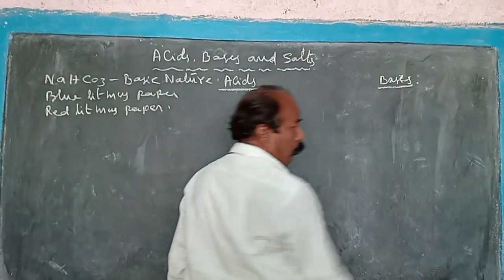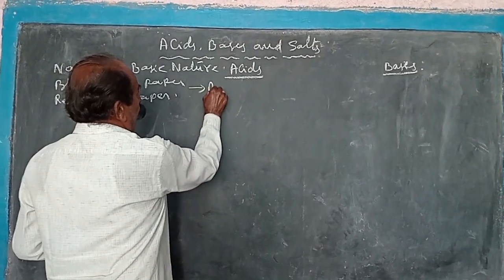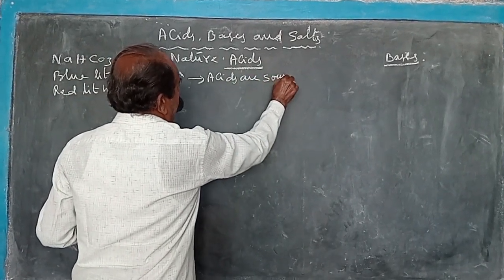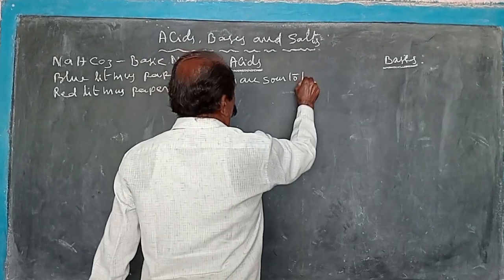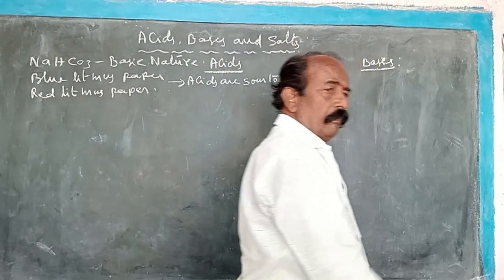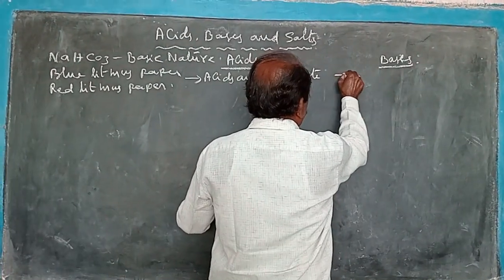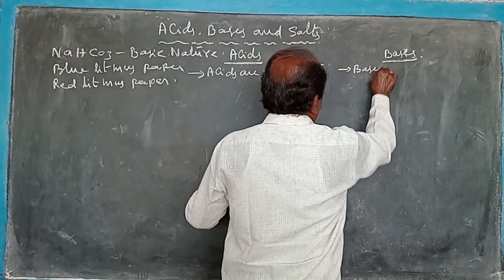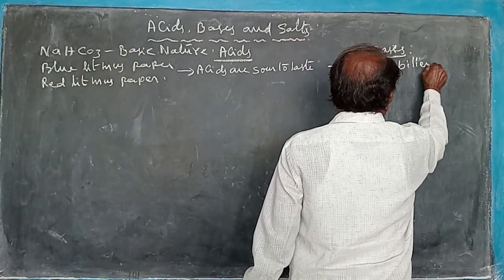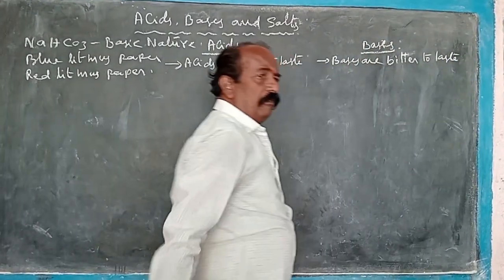Now, one by one we want to learn it. The first one is: acids are sour to taste. What about the bases? Bases are bitter to taste. The first difference we observe.